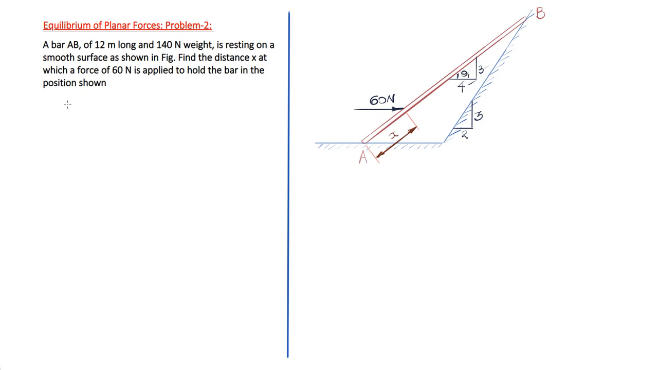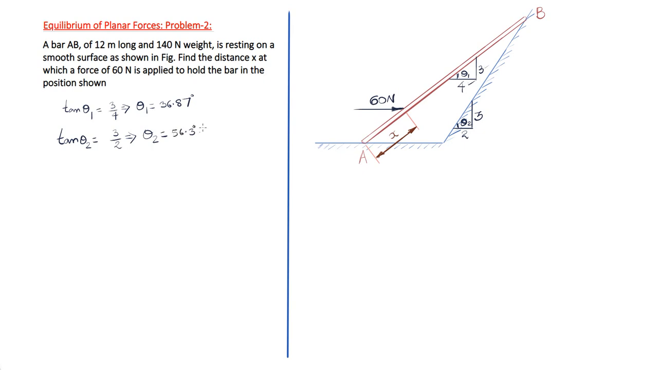So we can write tan theta 1 equal to 3 by 4, for which we get theta 1 equal to tan inverse of 3 by 4, which is 36.87 degrees. Next, let's find theta 2, the angle which the inclined surface makes with the horizontal. That can be written as tan theta 2 equal to 3 by 2, from which theta 2 equals tan inverse of 3 by 2, which is 56.3 degrees.